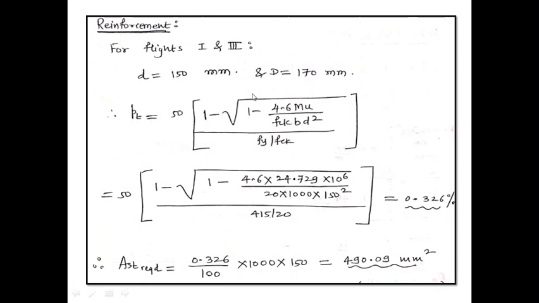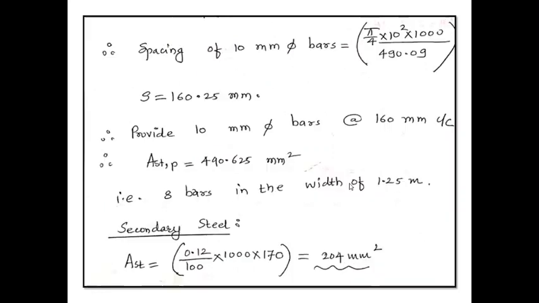Therefore we have to provide somewhat more depth. Now steel for flights 1 and 3, that is the two parallel flights: small d is 150 mm, that is effective depth, and overall depth is 170 mm. Therefore PT, when I substitute in this formula, with Mu as 24.729 kilonewton meter, works out to be 0.326 percent. AST required is PT by 100 into b d, that is 0.326 upon 100 into 1000 into effective depth 150, so it is 490.09 mm square.